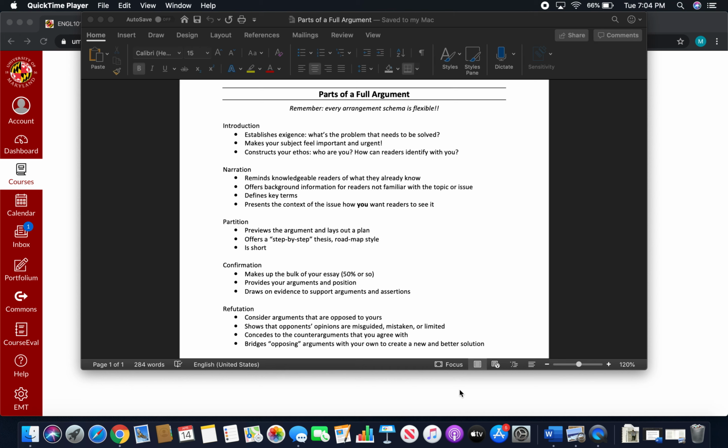Hi everyone. Today I'm going to be discussing the building blocks of the position paper, what are called the parts of the full argument. To review, for your next assignment, you're writing an argumentative essay proposing some kind of solution to the research question you've been following all semester.